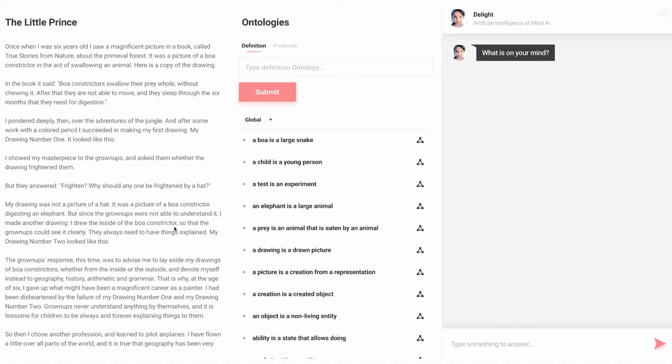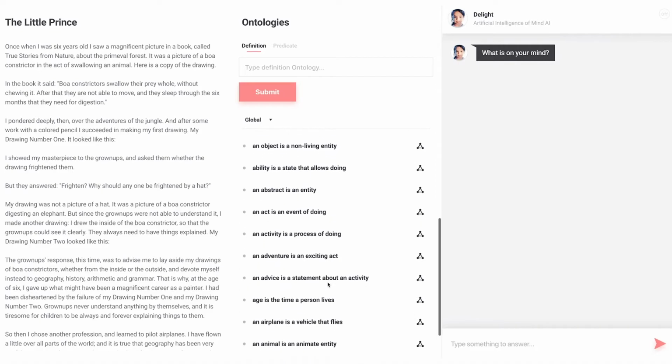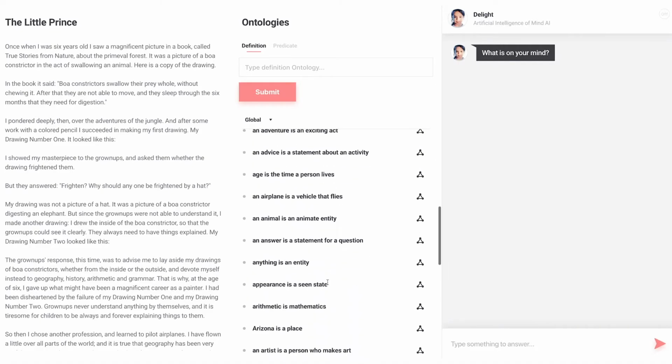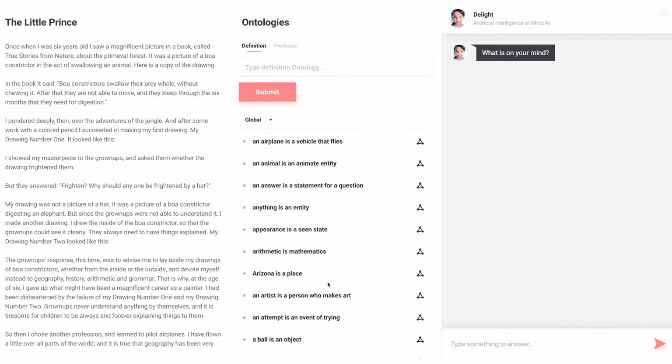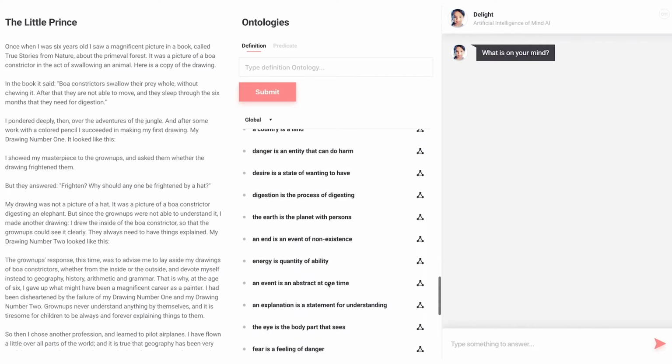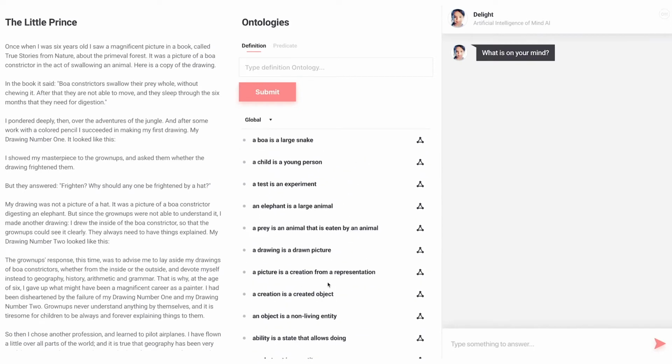In the middle panel, we have ontologies. We have definition and predicate ontologies, and these are all global. So what we're saying is these are sort of general information that doesn't really change about the world. And note that those sentences are the actual ontologies.